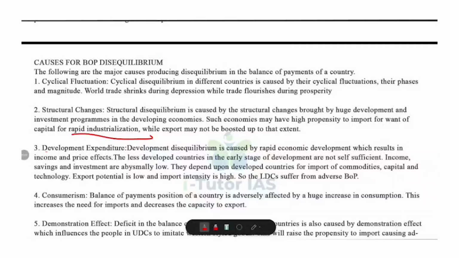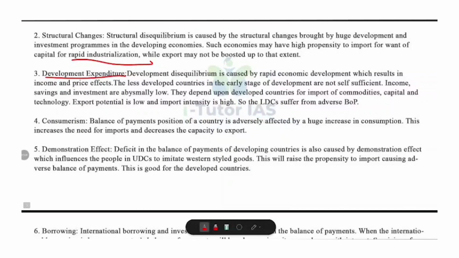And the third one, development expenditure. Rapid development and economic growth can also create disequilibrium. Less developed countries face low income, saving and investment, dependence on import for commodities, capital and technology, and limited export potential. All this results in a high import intensity causing adverse BOP. For example, India in the 1950s and 60s was heavily dependent on imports for development projects, and it led to BOP deficit.